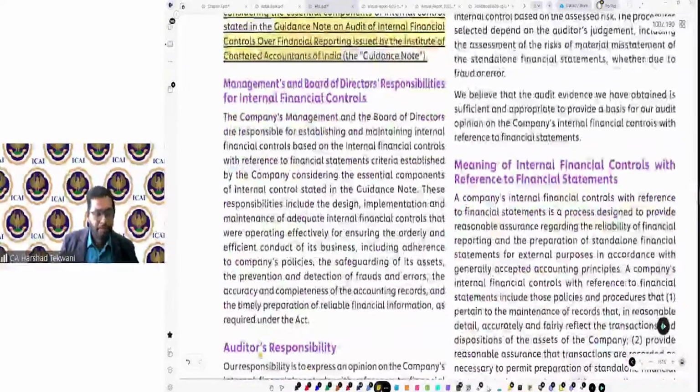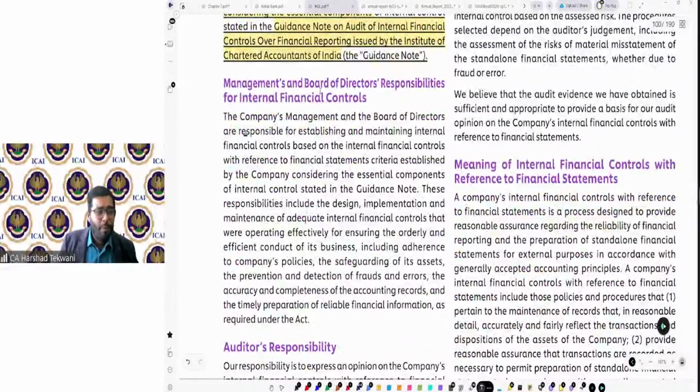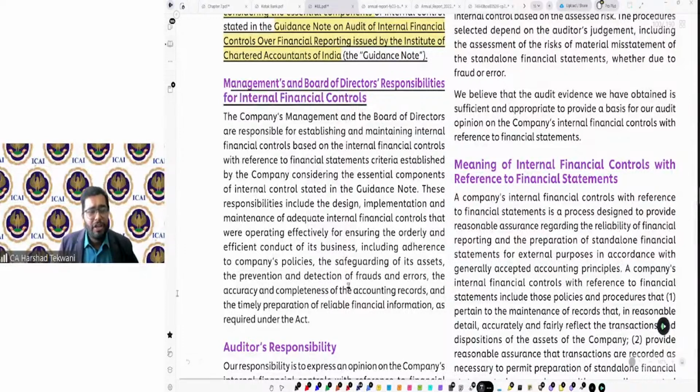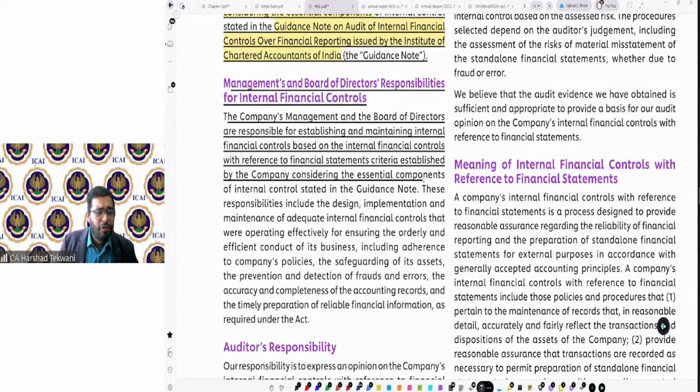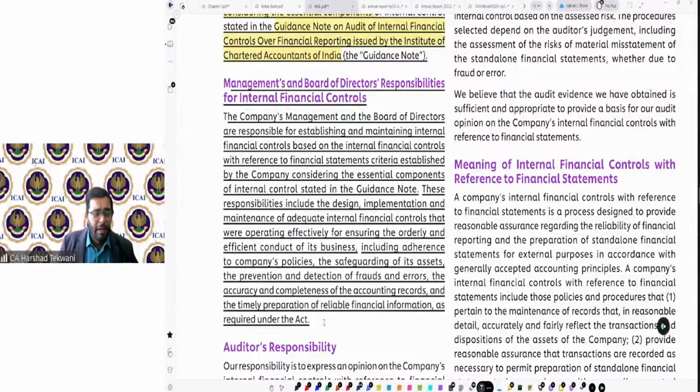Then management and board of directors responsibility. That is the responsibility of the board of directors to establish and maintain internal financial control of the company and the criteria, everything about this. These include responsibility, including design, implementation, maintenance of adequate internal financial control that were operating for ensuring orderly and efficient conduct of business, and that the same story.